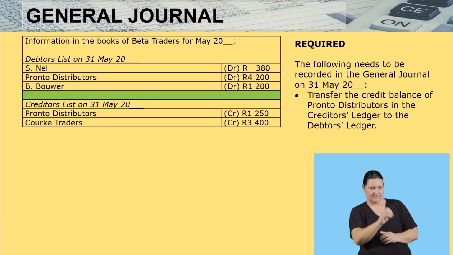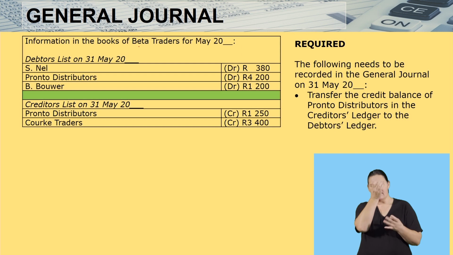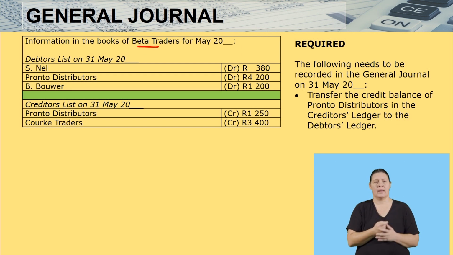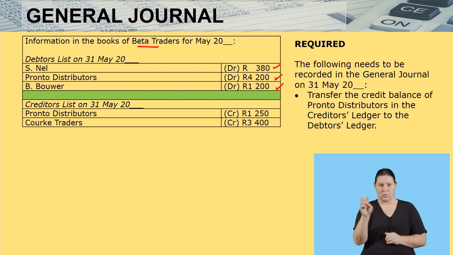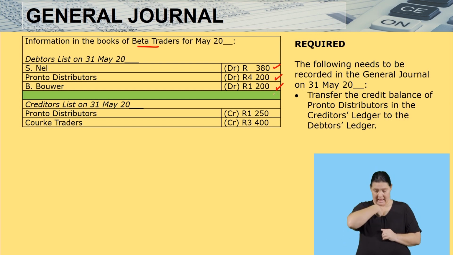Let us see, we have a question here, and it says, information in the books of Better Traders. Here is our list of debtors, the debtors list. We have S. Nail, 380. We have Pronto Distributors, 4,200. And then we have B. Bower, 1,200. These are our debtors. They owe us. We also have a creditors list in the same month.